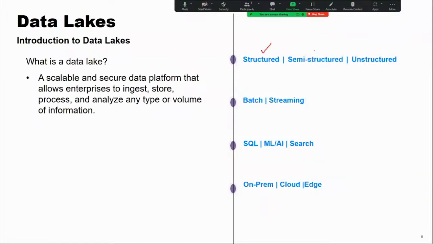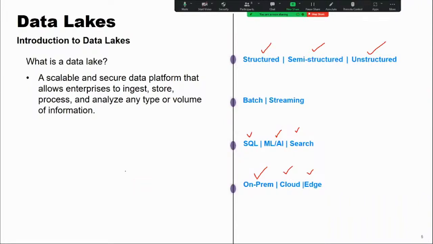We can store structured data, semi-structured data, unstructured data. We can store either batch data or streaming data. It should be able to support SQL, ML, and searching. We are able to store on-prem data and cloud data. So it is a scalable and secured platform to store and retrieve the data for further analysis or processing purposes. So this is what a data lake is.